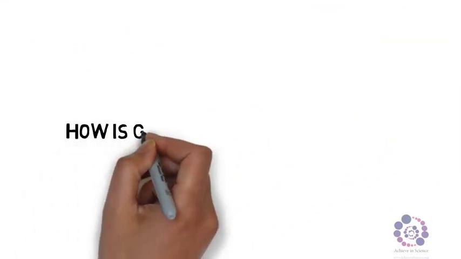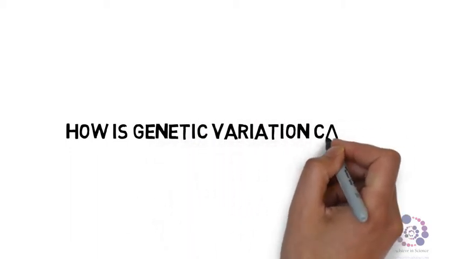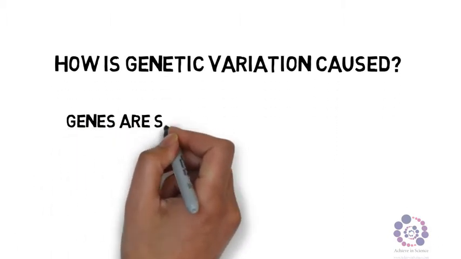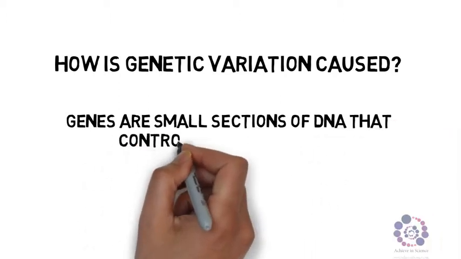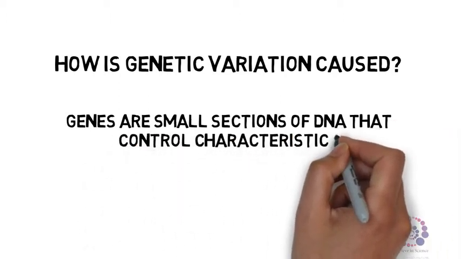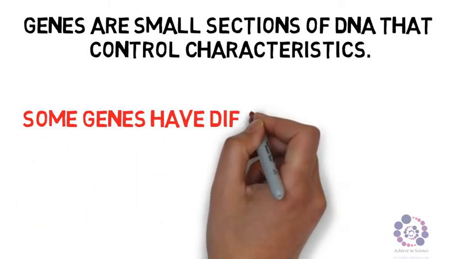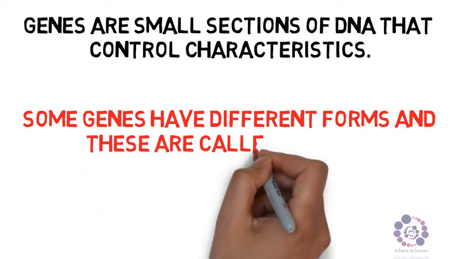So now let's have a look at how genetic variation is caused. Now this is all to do with your chromosomes. And on your chromosomes there are small sections called genes. So genes are small sections of DNA which code for and control your characteristics. Now some genes have different forms, and these different forms are called alleles.